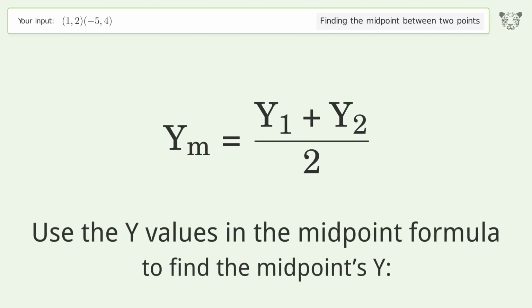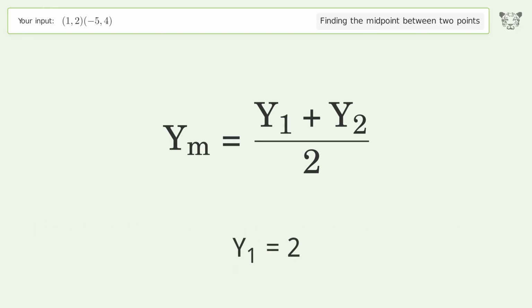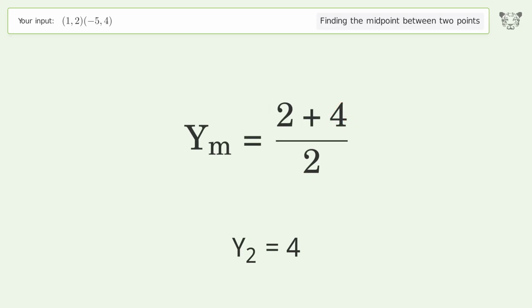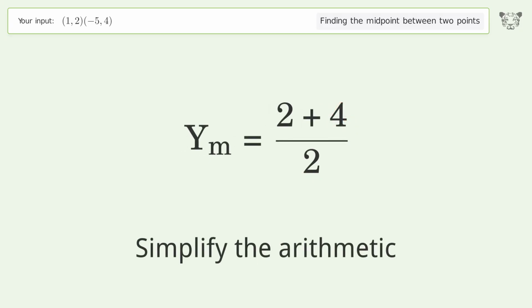Use the y values in the midpoint formula to find the midpoint's y. y1 equals 2. y2 equals 4. Simplify the arithmetic.